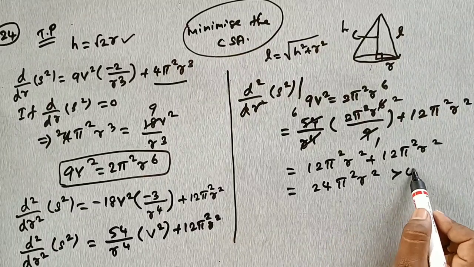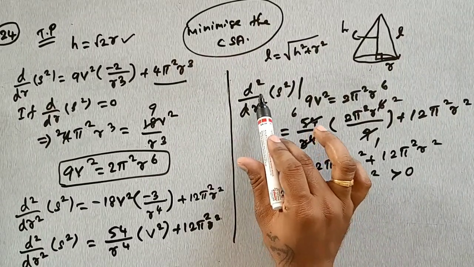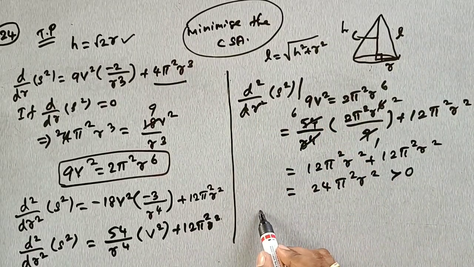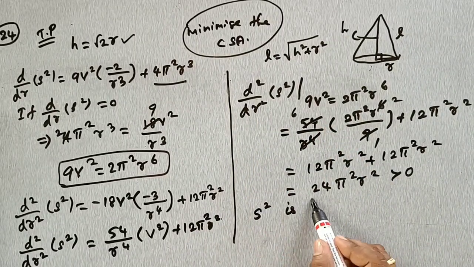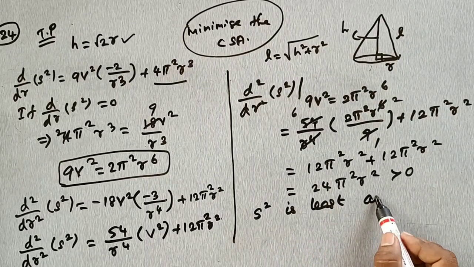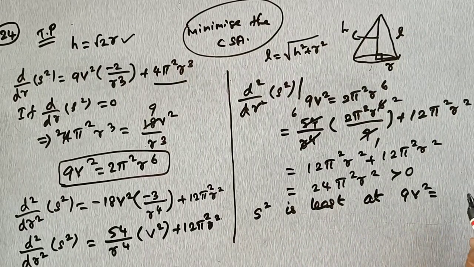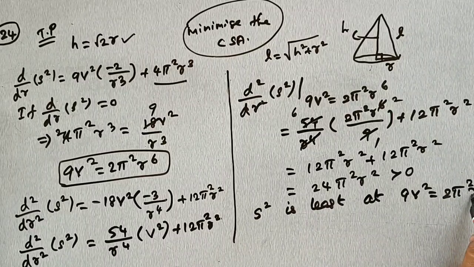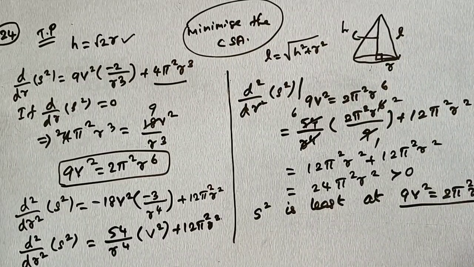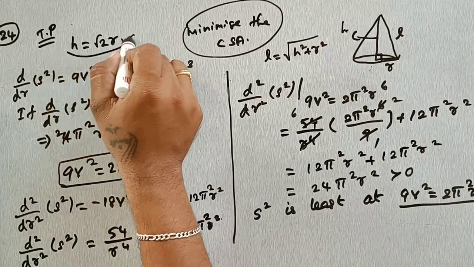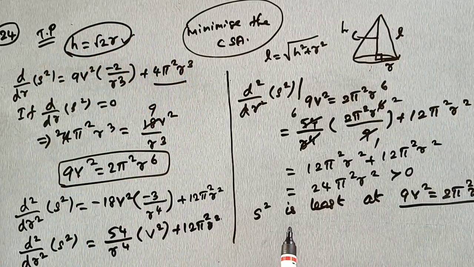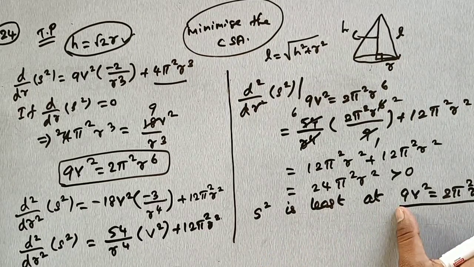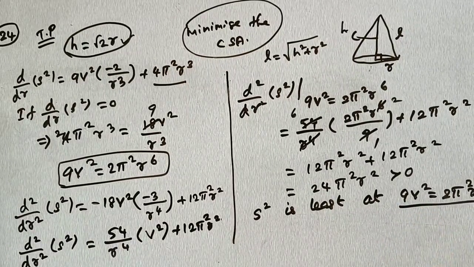It is clearly greater than 0. So the second derivative is greater than 0, which means we can clearly say that s square is least. S square is least at 9v square equal to 2 times pi square r power 6. So what do I need to prove? I need to prove that h equals root 2 times r. I already found the value of h from the given volume. In that I am going to substitute this 9v square value and then prove that h equals root 2 r.